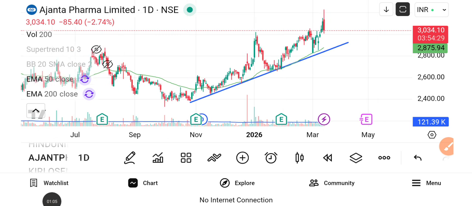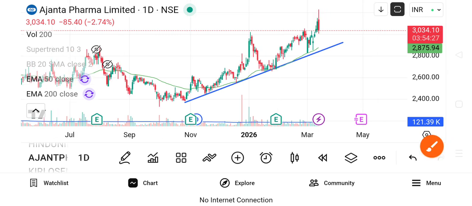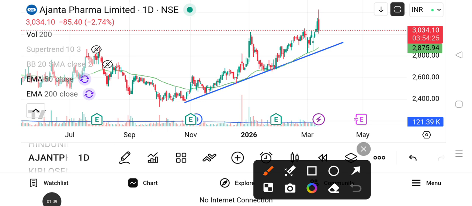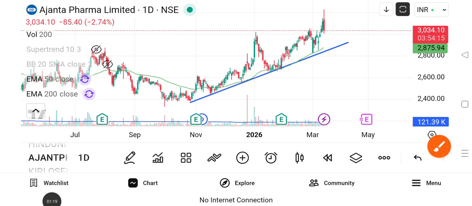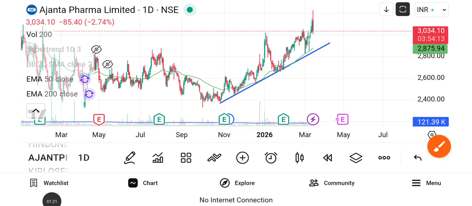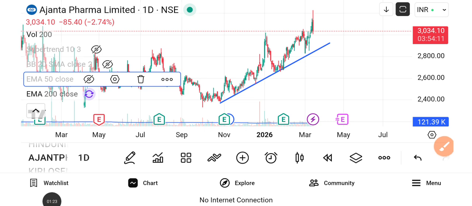And here you can see the stock has taken support multiple times at the 50-day SMA. This green line is the 50-day SMA. Here it has taken support at the 50-day SMA, here also it has taken, and the 50-day SMA also coincides with this trend line itself. Now we will switch off the 50-day SMA for some time.